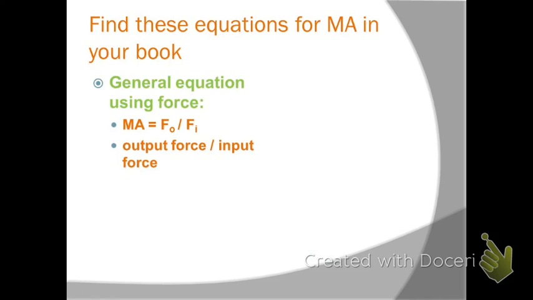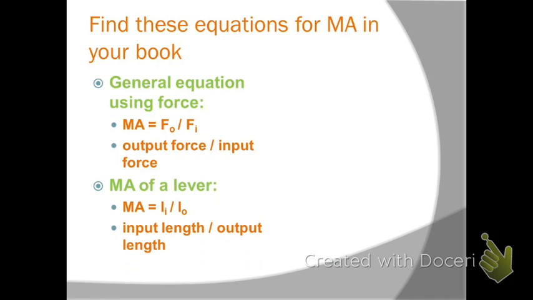The general equation for using force. You might want to write down the abbreviations for these. MA equals F little o divided by F little i. Output force divided by input force. You might want to write down the abbreviations for these as well on the front, where your equations are.